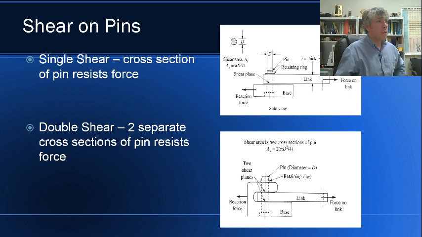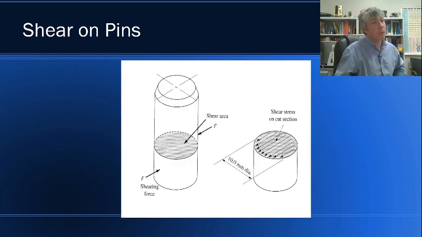All right, here's a shear on a pin. We've zoomed in on a pin where you can see the shear area. You can see that the force now is no longer along the axis of the pin. The shear is above and below the area, and you can see the shear stress itself that lies along the face that we're trying to shear.